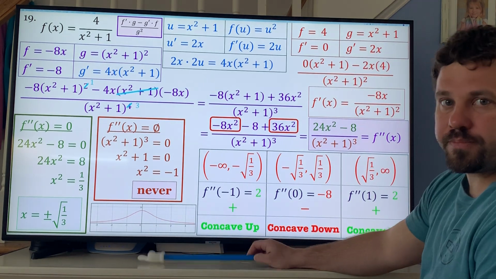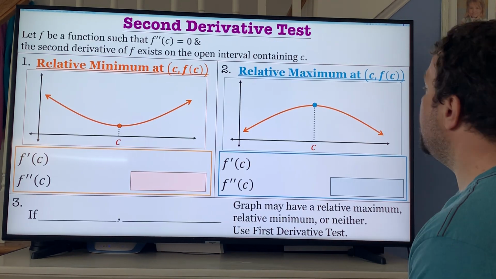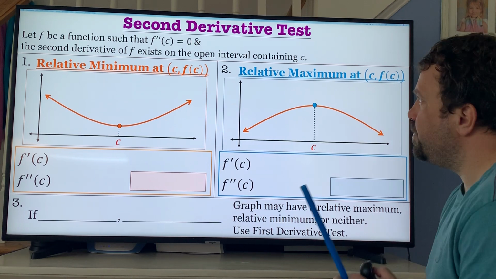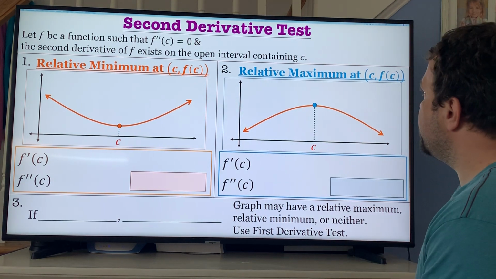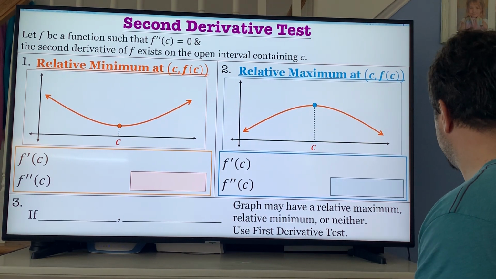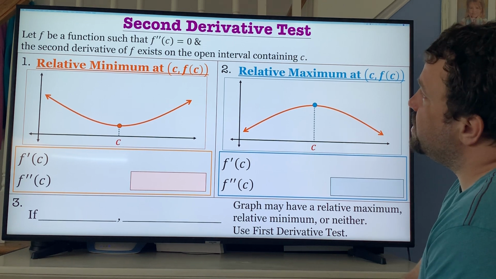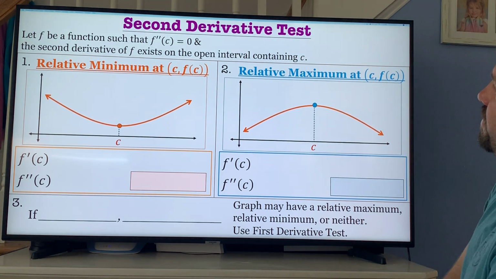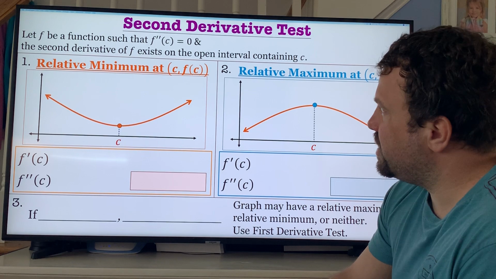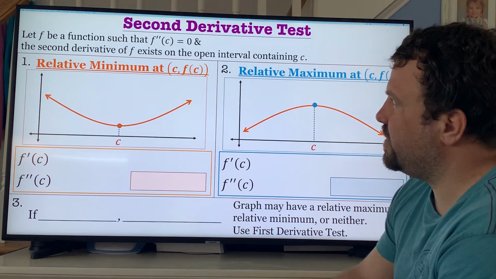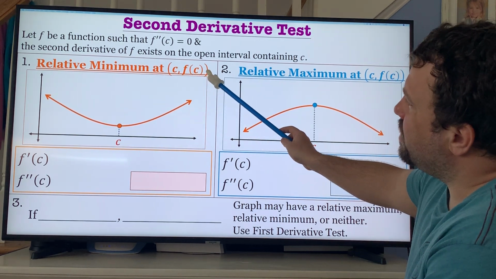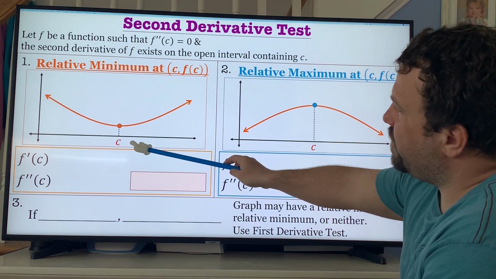All right. Try second derivative test. Oh, we're almost done. So let f be a function so that f double prime c, the second derivative of the equation, equals 0, and the second derivative of f exists on an open interval containing c. So this is just like the first derivative test kind of. Relative minimum right here at c.